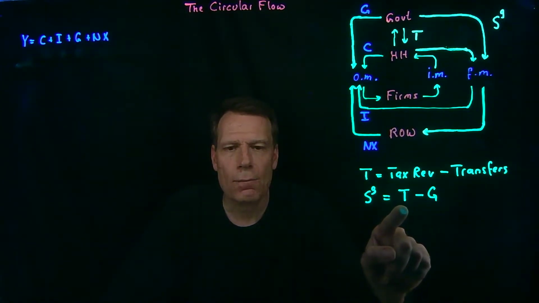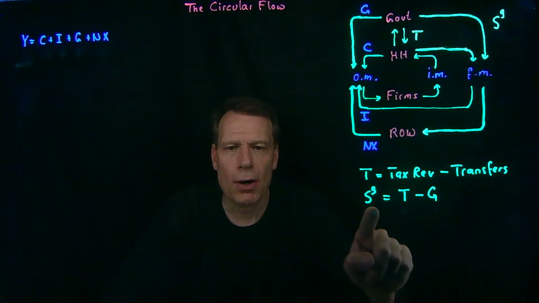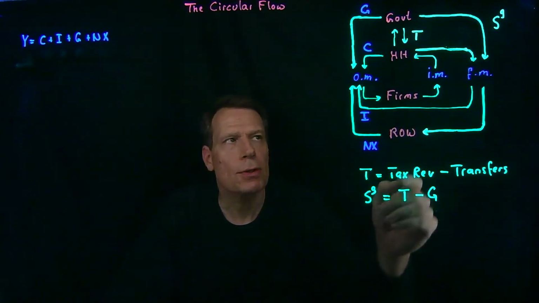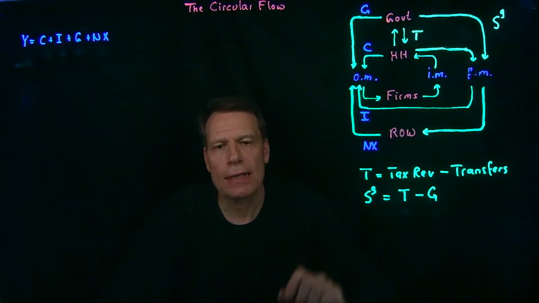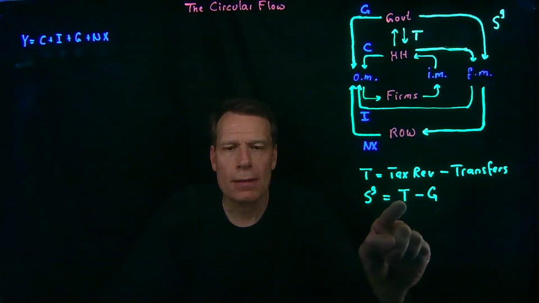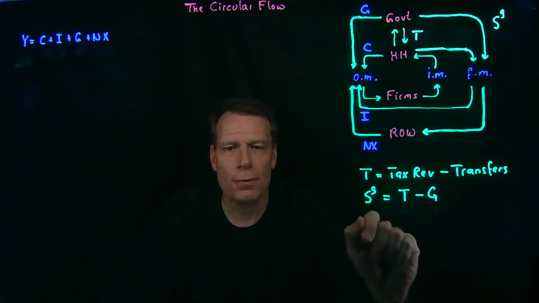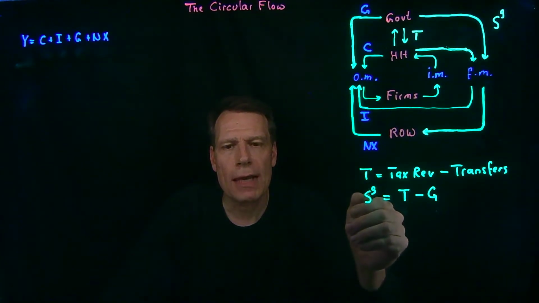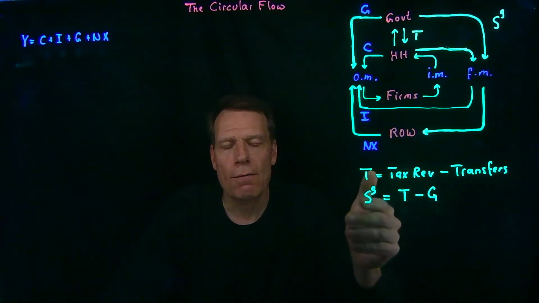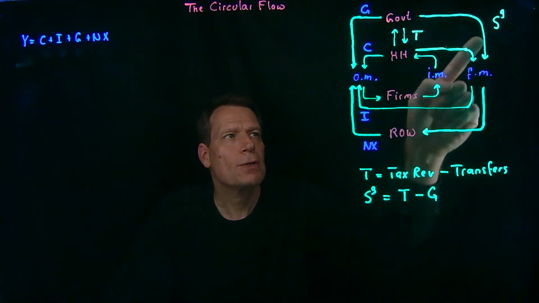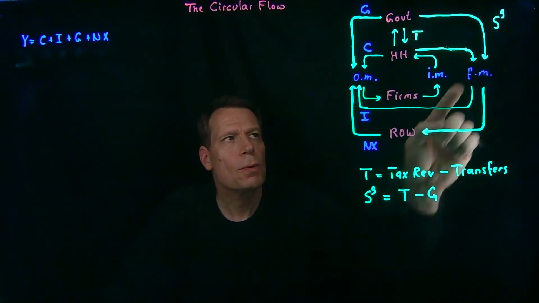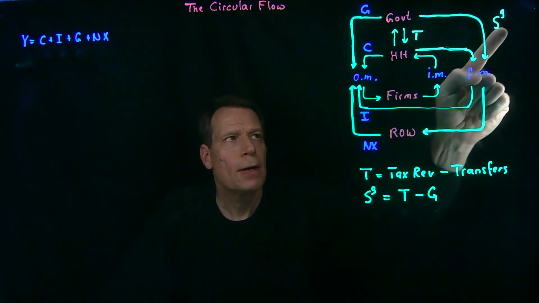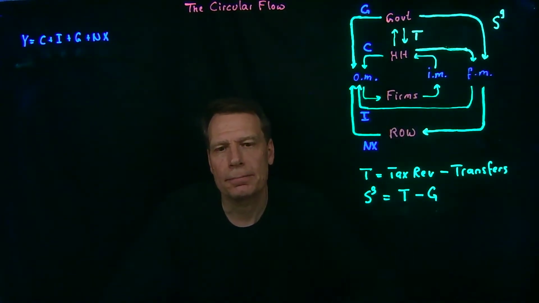So if what flows into the government is bigger than what flows out, SG is positive and we have a surplus. When we have a government surplus, then the government is paying off bonds, so money flows from the government into financial markets. If G is bigger than T, the outflows are bigger than the inflows, then SG is negative and we have a budget deficit. So now the government has to issue bonds, borrow money to cover that deficit, and now the direction of the arrow flips in the other direction. So when we label this SG, we know that when it's positive, we go in the direction of the arrow, and when it's negative, the arrow flips in the other direction.